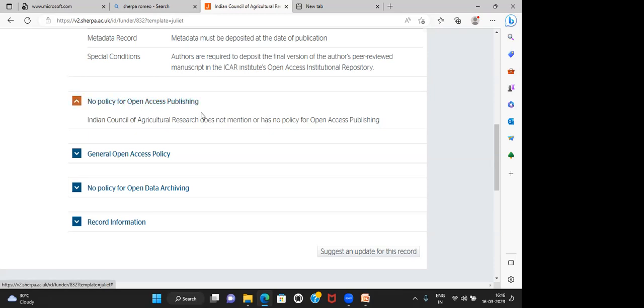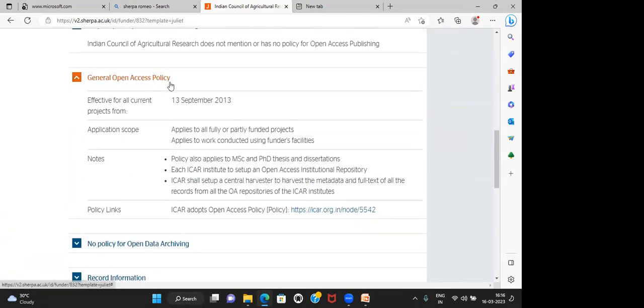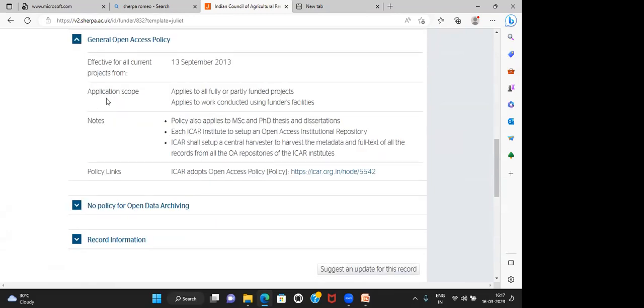So now open access publishing is not required for these cases, but there is an open access policy. Now, what is the general open access policy? It is effective for all current projects from 13th September 2013. I think you are all under this mandate. It takes effect from 13th September, so till now it is going on. And the application scope applies to all fully and partly funded projects.